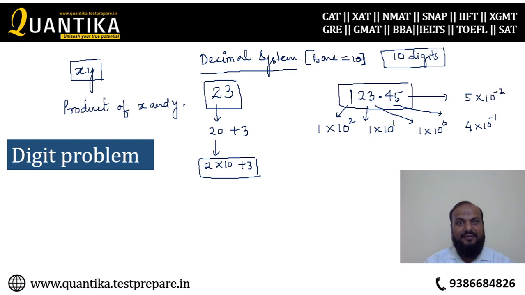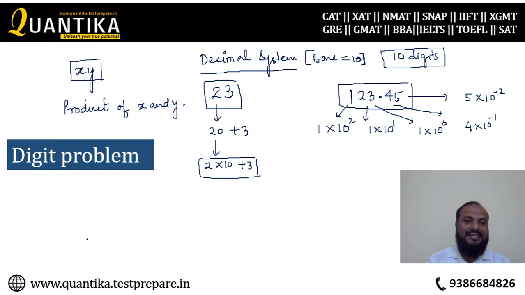So is this the first time you have seen such an explanation of the number system? So 123.45 is actually 100 plus 20 plus 3 plus 4 by 10 plus 5 by 100. The value matches with the value of 123.45.